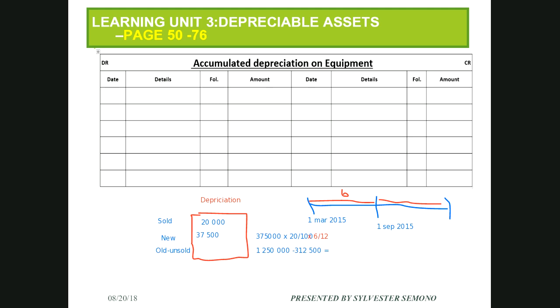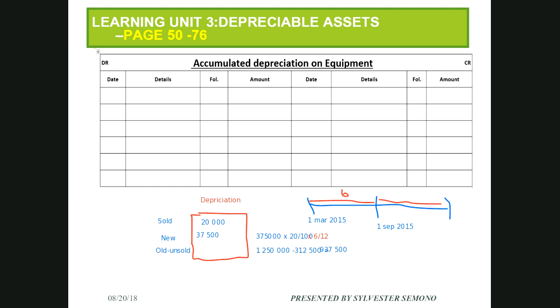I found 937,500. Are we all on the same page for now? So meaning the asset that I'm left with is 937,500. That is what I mean by saying old and sold. The one that I had as old at the beginning, but I still have it at the end of the period. Are we okay?